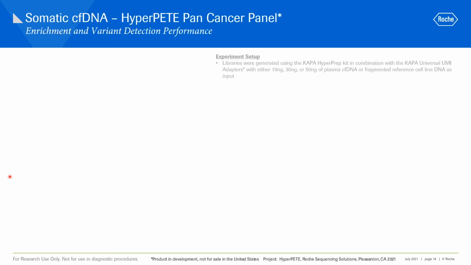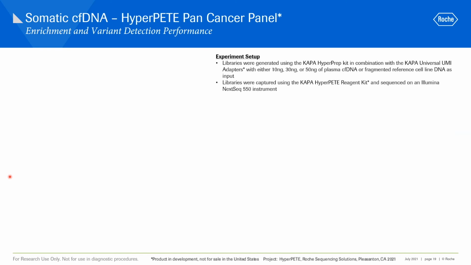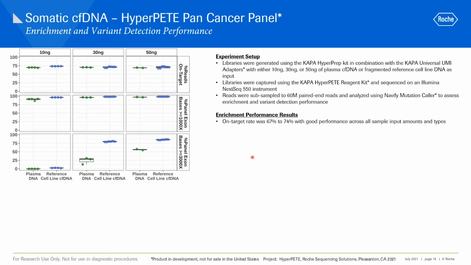So similar to the last slide, starting with experiment setup, libraries were generated using the Kapa HyperPrep kit in combination with the Kapa Universal UMI Adapters kit with either 10 nanograms, 30 nanograms, or 50 nanograms of plasma cell-free DNA or fragmented reference cell line DNA as input. Libraries were captured using the Kapa HyperPETE reagent kit and sequenced on an Illumina NextSeq 550 instrument. Reads were subsampled to 60 million paired end reads and analyzed using the Navify mutation caller to assess enrichment and variant detection performance. And here are those enrichment performance results.